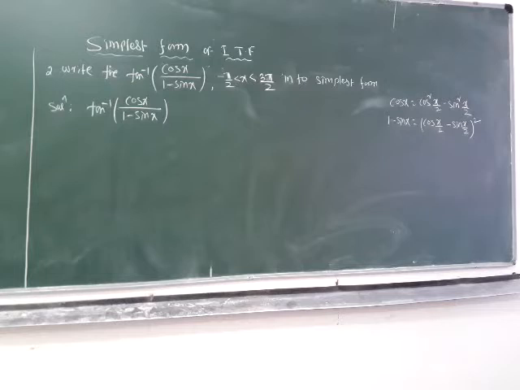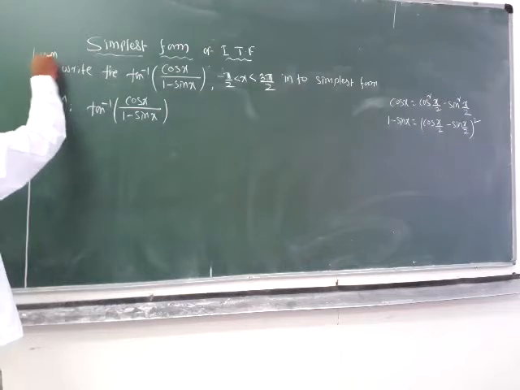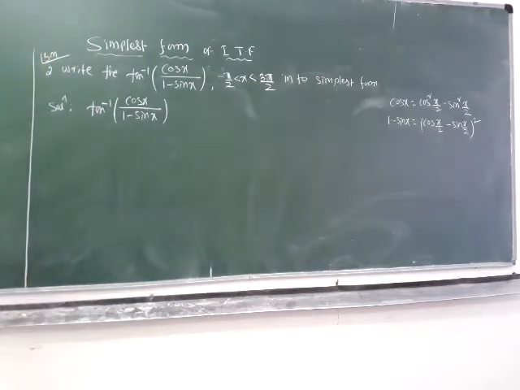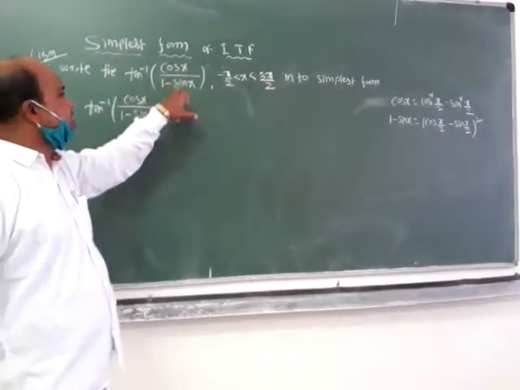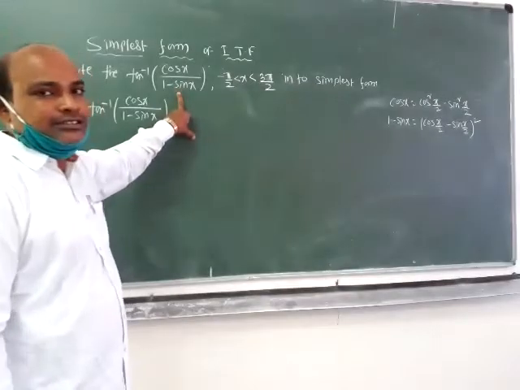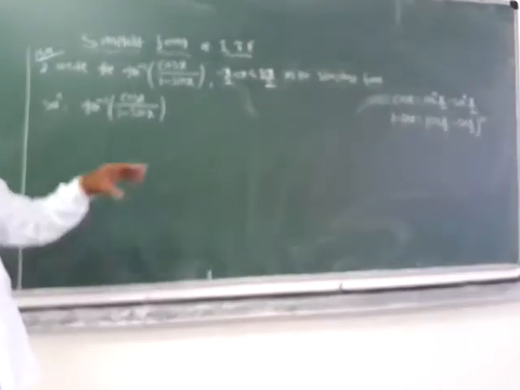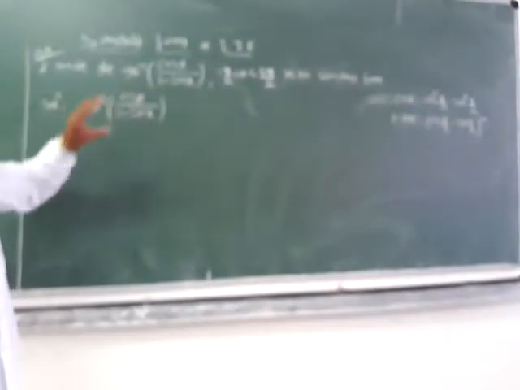Okay, now you see, it is a very important problem for 3 marks. This is for 3 marks, a very important problem. Write the tan inverse of cos x upon 1 minus sin x. Look at it. Your target is to convert this in terms of tan.